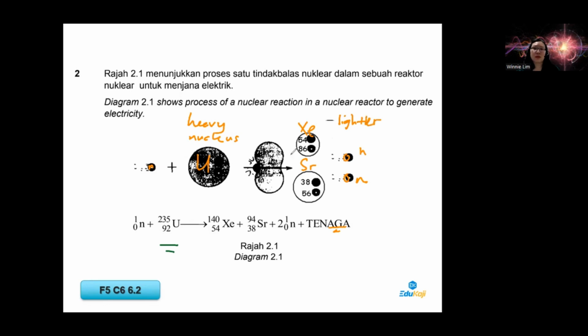We call this process nuclear fission. So I always tell students, fission means split. And another reaction you're supposed to learn in this topic is nuclear fusion. Fusion will be the reverse. You combine 2 lighter nuclides to form a heavy nucleus.